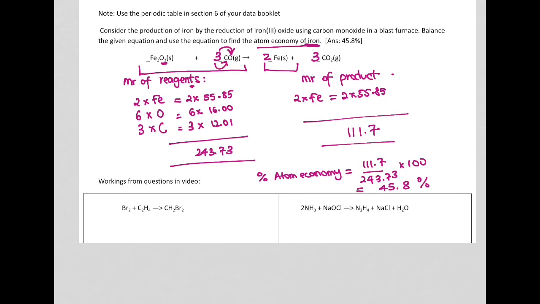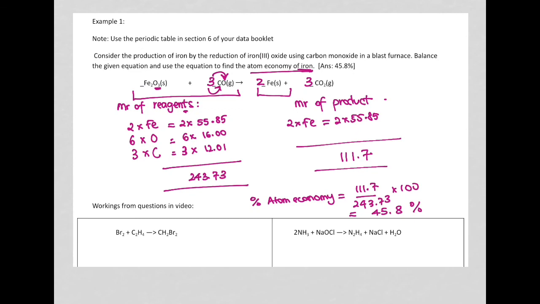Now, you have these 2 questions. You're going to find the atom economy of CH2Br2 here, which is dibromoethene, and then you're going to find the atom economy of hydrazine, N2H4.